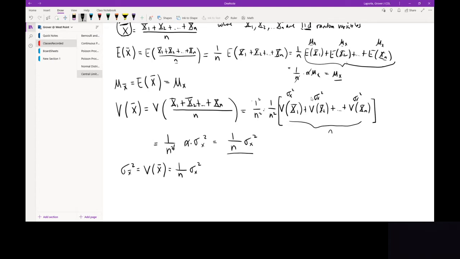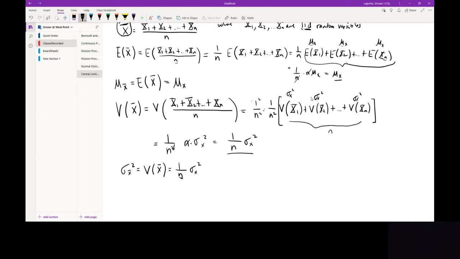So what we're saying is, as n gets larger, the variance of x bar gets smaller, which is what we saw in our example. When I let small n get rather large, the distribution of x bar got really, really close to the actual expected value.